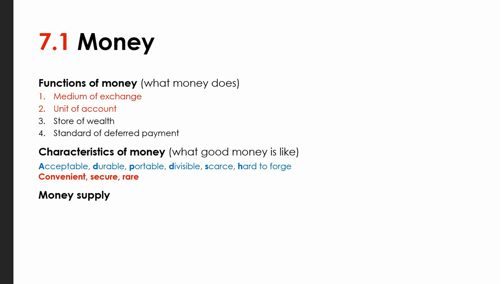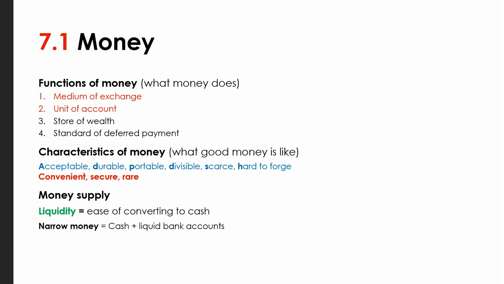We need to know the definitions of the money supply. Measuring the money supply is particularly important to monetarist economists. Narrow money refers to cash plus liquid bank accounts. And what we mean by liquidity is the ease of converting to cash, so liquid bank accounts are bank accounts where we can instantly withdraw our cash. Broad money is narrow money plus some illiquid assets. We don't need to worry about what those illiquid assets are, but that's a broader definition of money.